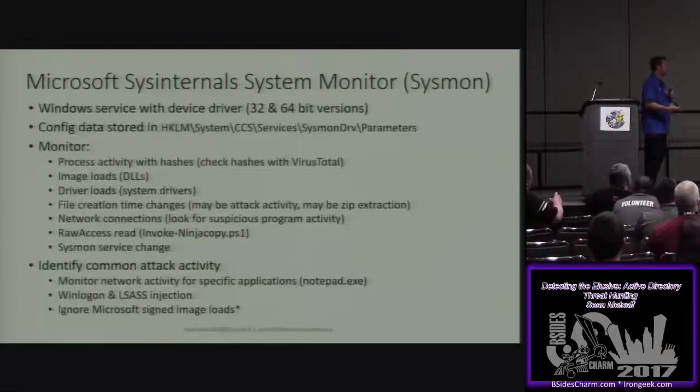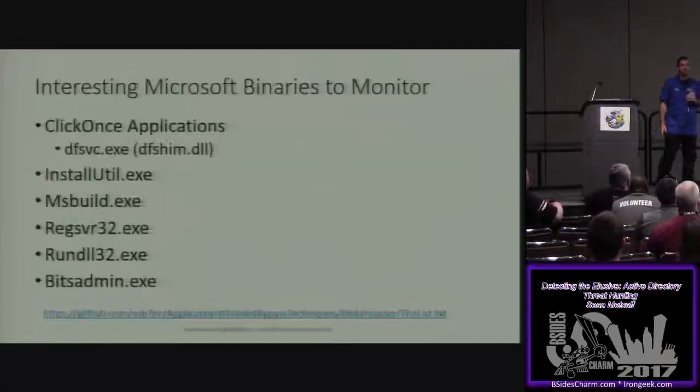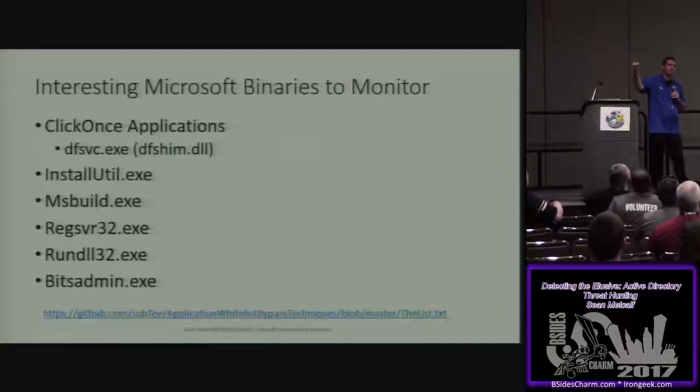And we want to ignore most of the Microsoft signed image loads. There are some exceptions. Casey Smith, aka SubTee, has identified a number of Microsoft signed binaries that do some very interesting things. Some of these actually enable you to connect to the internet, pull down code, and execute it. This bypasses whitelisting, and oftentimes the attacker doesn't need to use PowerShell or any other command line utility because of these tools.